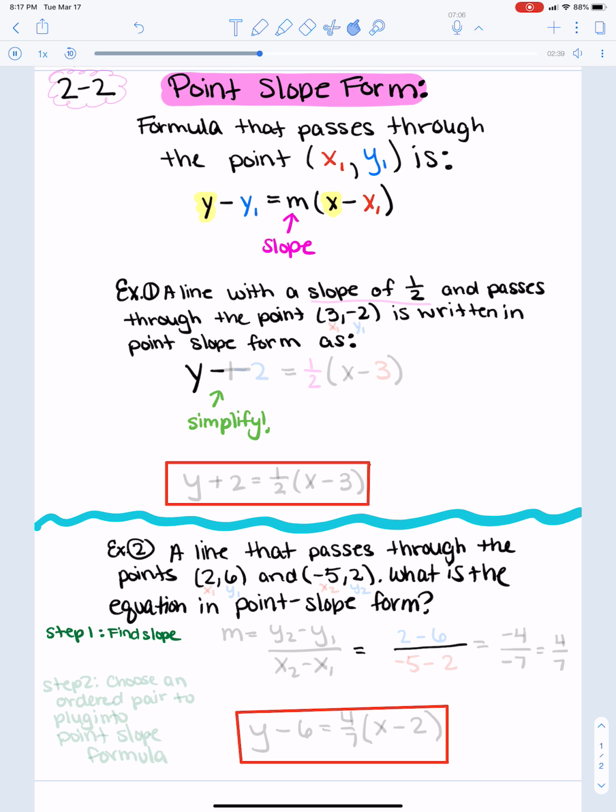minus, well, my y1 in this case, if we look at our point that it gives us, the 3 is going to be my x1. So the -2 is going to be my y1. So I'm going to have y minus a -2 equals m. Well, m's my slope. What's my slope? It tells me a line with a slope of 1/2. So my slope is 1/2. Parentheses x, because that's also staying the same, minus, well, what's my x1? My x1 is 3.